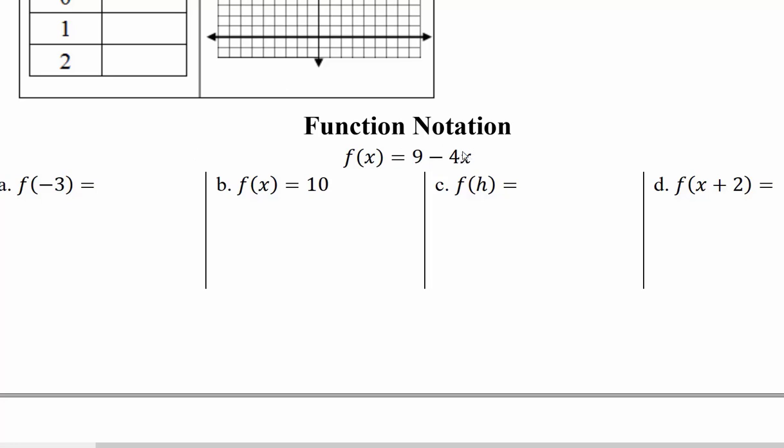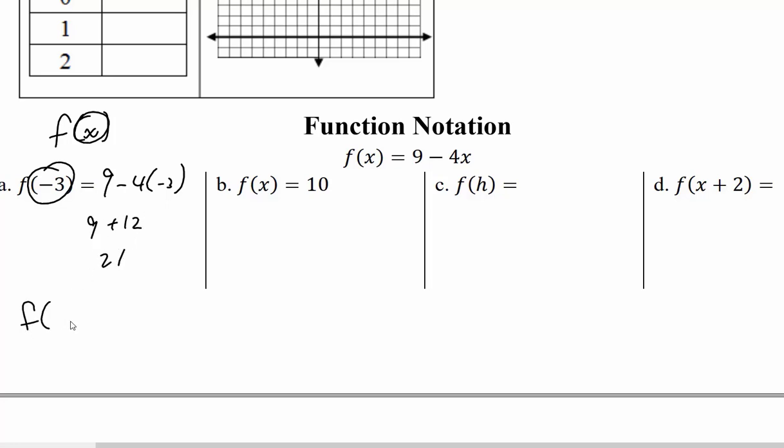So this is function notation. Pretty easy. Hopefully you remember it from Algebra 2. If not, we're going to get a crash course in it right here. So f of -3. Instead of saying f of x, this x is -3. So we're going to take this function, and wherever there's an x in it, we're going to plug in -3. So it's 9 minus 4 times -3. 9 plus 12, which is 21. So we write f of -3 is equal to 21. There's our answer for that one.